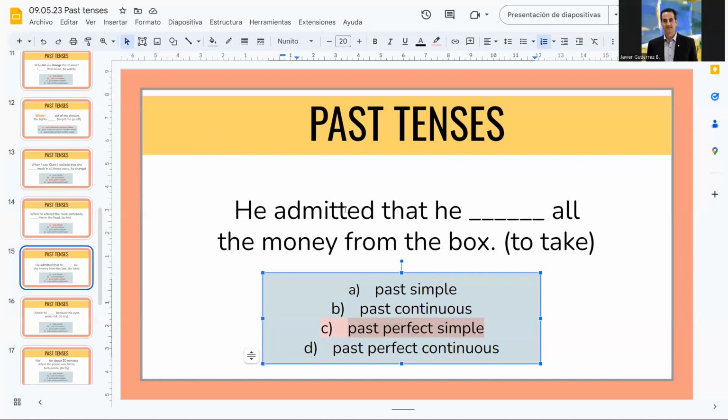Yes, is it really wrong if we say he admitted that he stole all the money from the box? If we use the past simple, it's not completely wrong, but it sounds a little weird, but it's possible. Okay. Yeah. Sometimes you would have people saying he took all the money. So yeah, you can use it in the past simple, not completely wrong. All right, let's go with the next one.